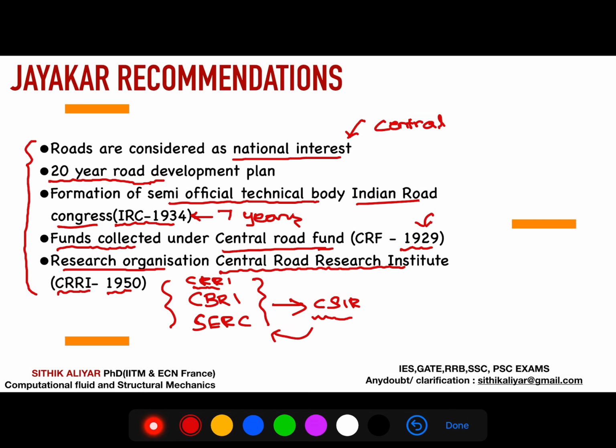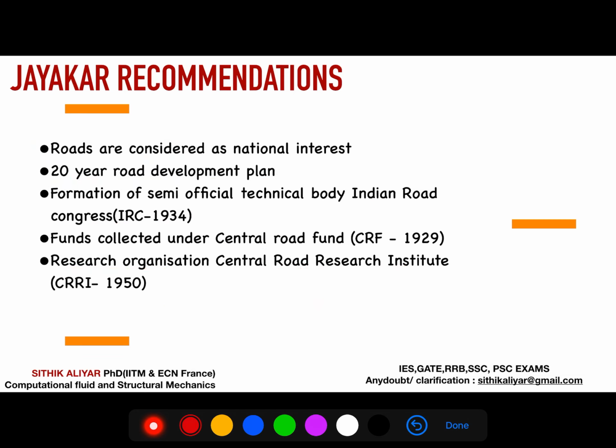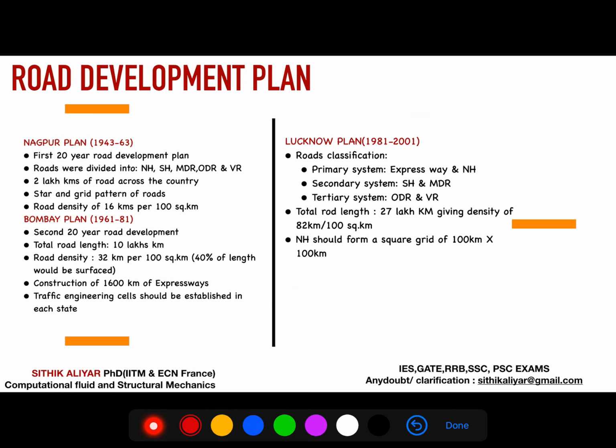Okay, so these are the 5 recommendations, and this 20-year road development plan is very famous, and we still follow the same. If you look in depth at the 20-year road development plan, after the JAYAKAR committee, the first 20-year road development plan was made when they met in Nagpur in 1943, and they planned for the next 20 years. You can pause the video and note these points. These are very important points. I have given details of 3 plans.